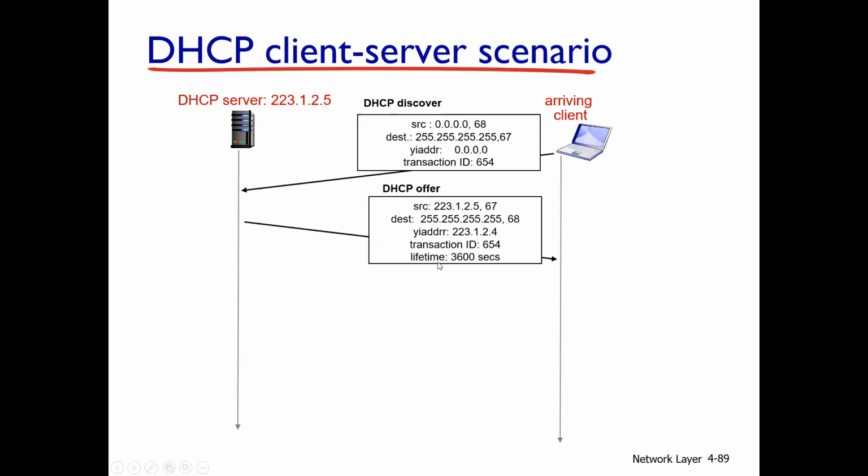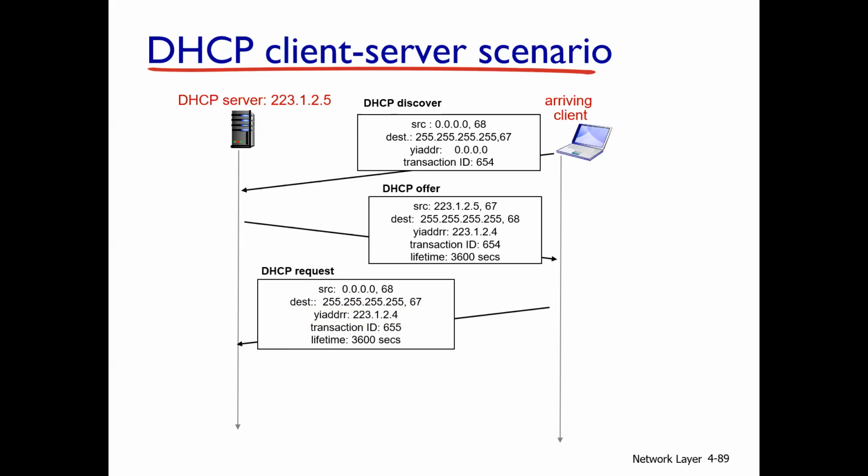And it also says that there's a lease time for this address, and that this address is available for 3600 seconds, which you can convert into minutes and hours. Typically the lease time is relatively long, over hours or days, for which it announces that this IP is available. Okay.